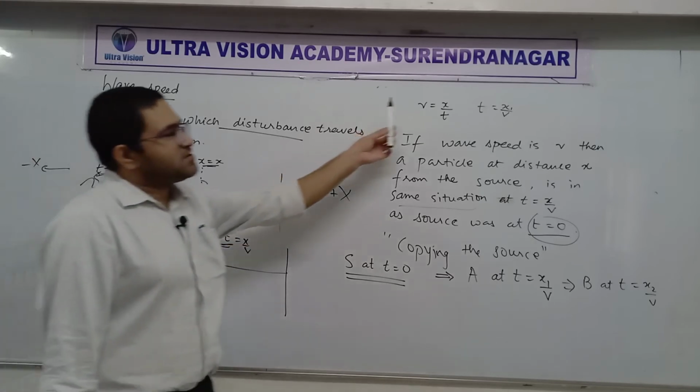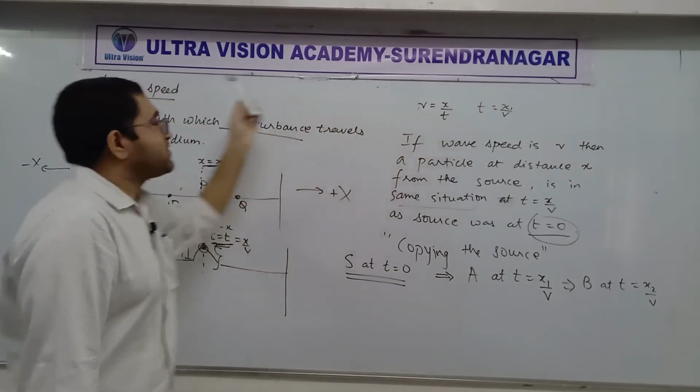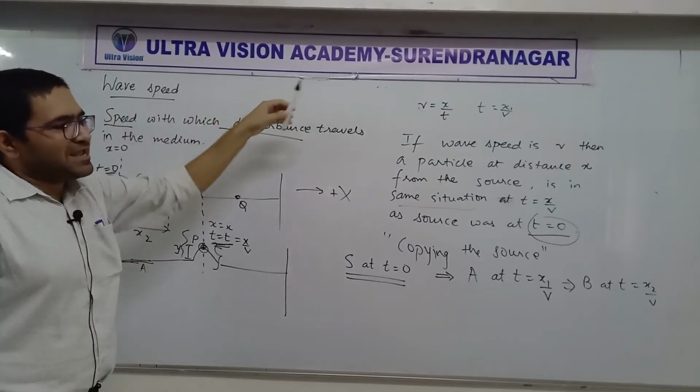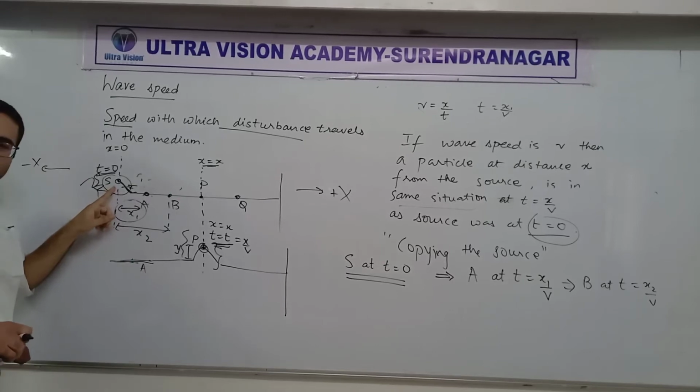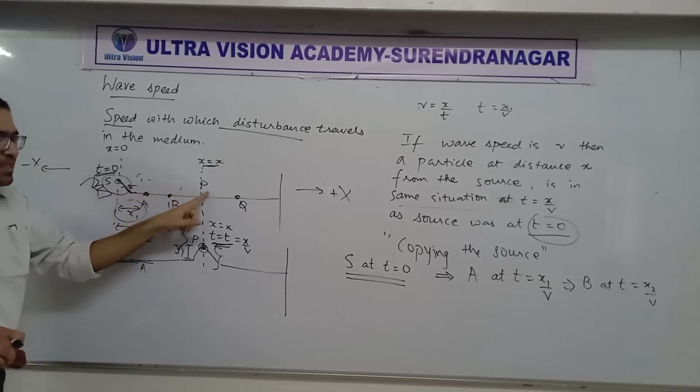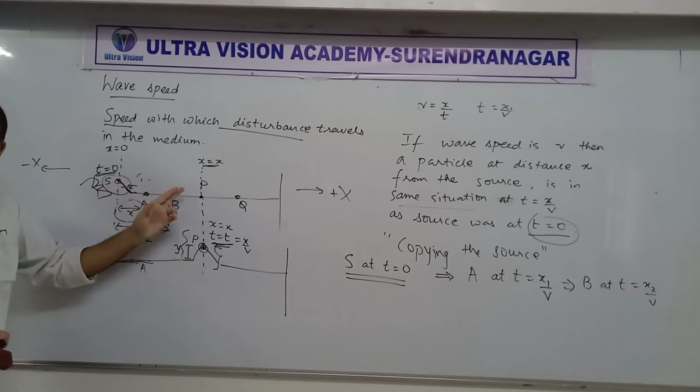So that's the importance of velocity, or wave speed, or wave velocity. It tells you that if there is some source here, then in how much time this particle P will copy that source. Clear or not clear? Right?